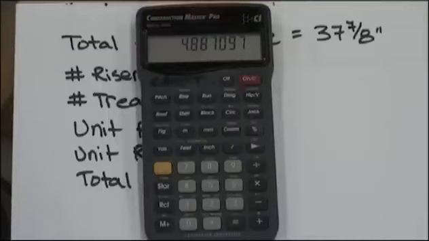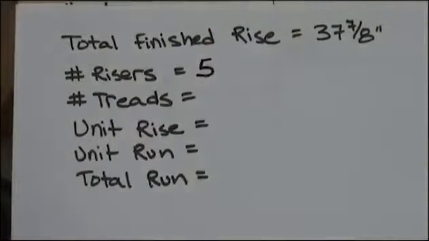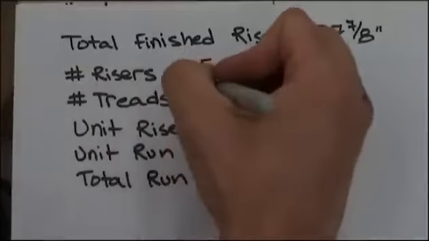Now, we can't have a decimal amount of risers. We have to have a whole number of risers. So we're going to round up to 5 risers. Our treads will always be one less than the number of risers. So in this example, we have 4 treads.